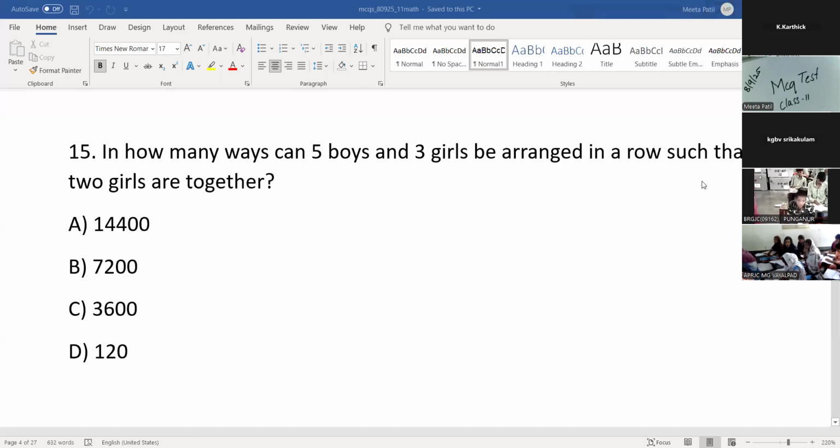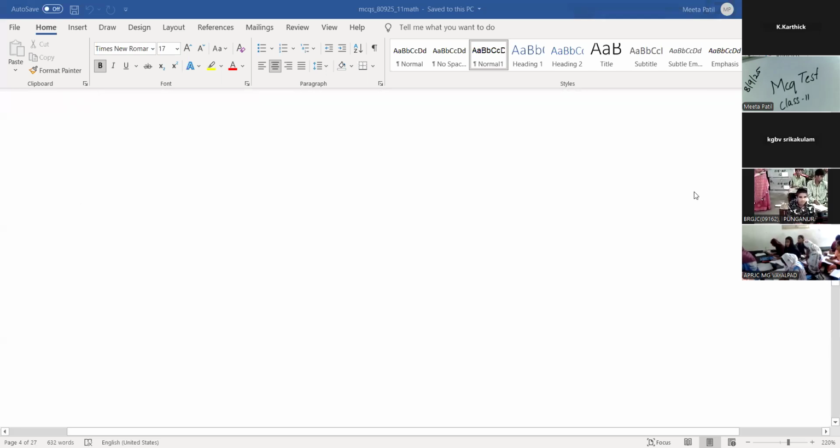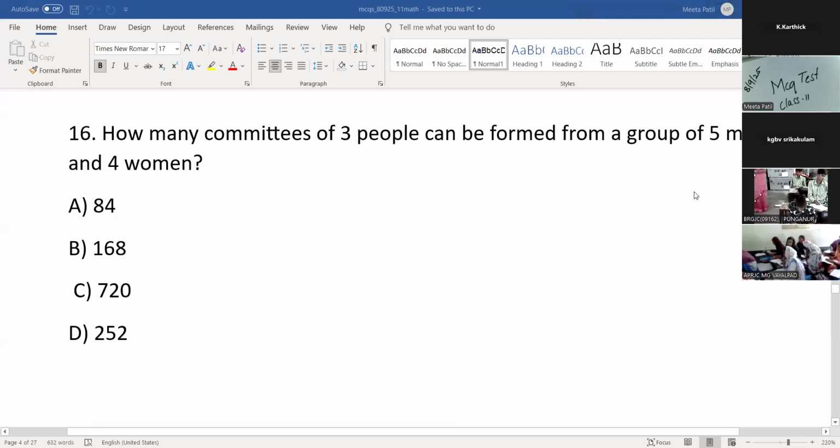Okay, students. So we are moving to the next question. Your 16th question is: how many committees of 3 people can be formed from a group of 5 men and 4 women? Option A 84, option B 168, option C 720, option D 252.